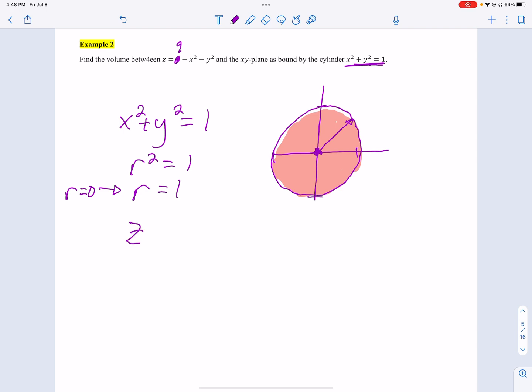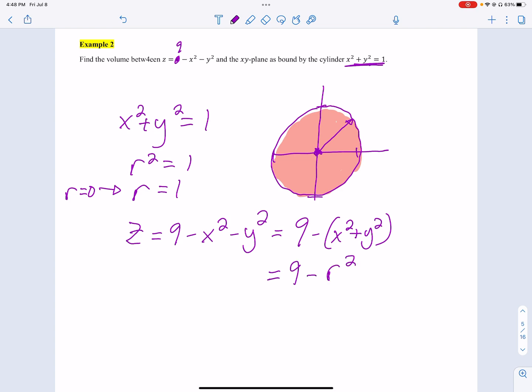Let's take our surface for a minute. Z equals 9 minus x squared minus y squared. Notice we can make some replacements here too. This is 9 minus, if I factor both of those out, they can be positive. That tells me z is 9 minus r squared. I have almost everything I need.